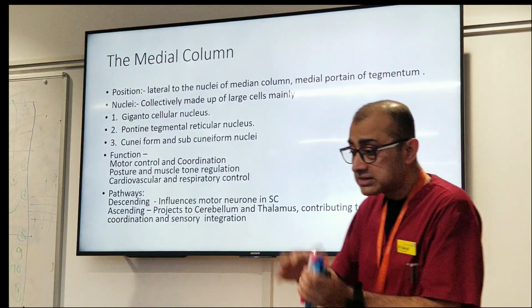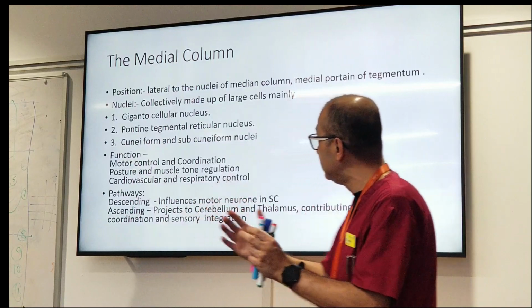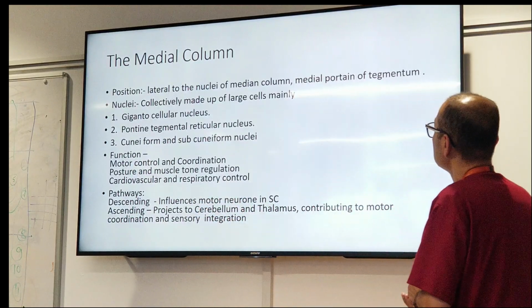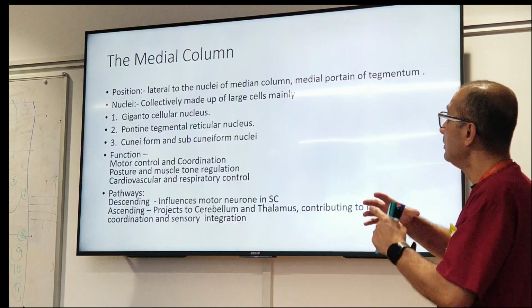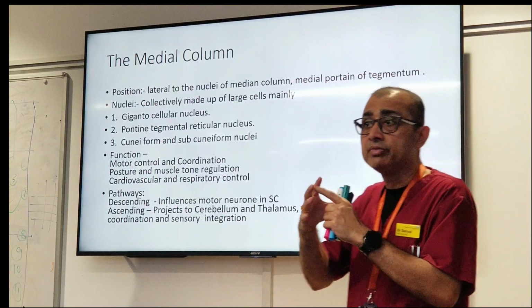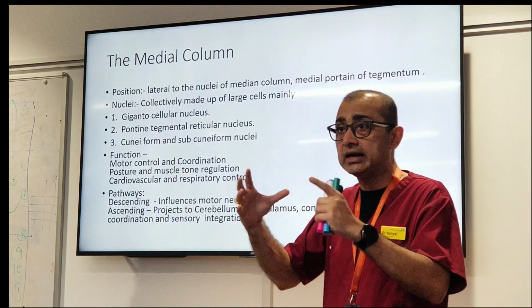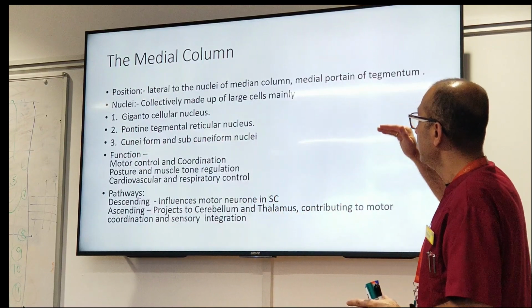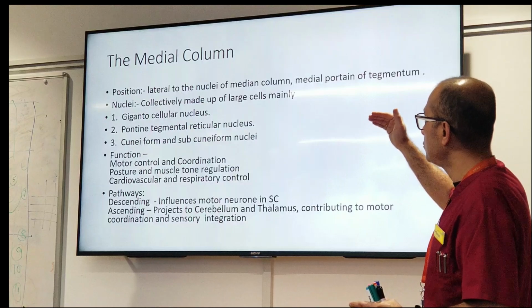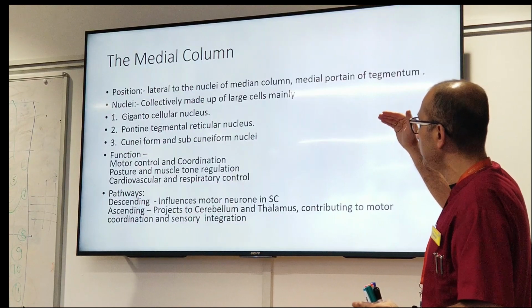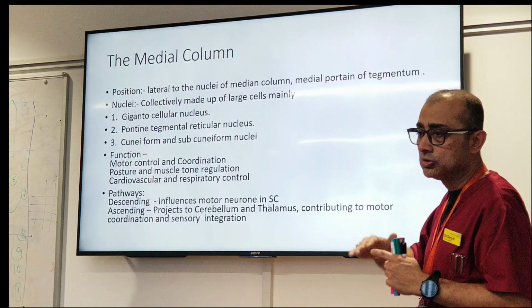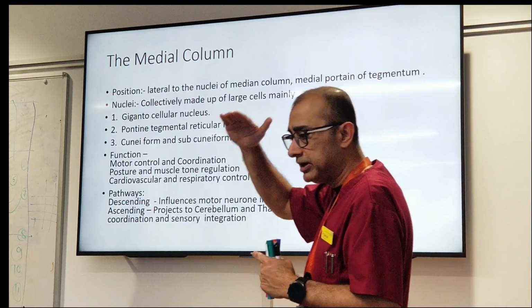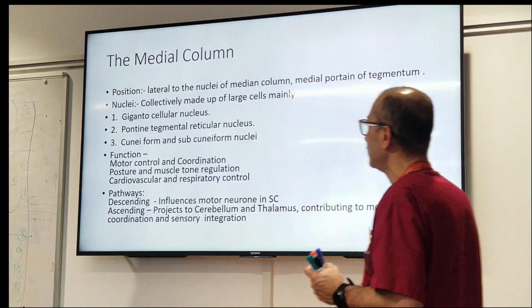Medial one, so just lateral to the median is the medial one. They have got big cells. Remember, their cells are gigantocellular, big cells in their median. They constitute the pontine tegmental reticular nuclei, cuneiform and subcuneiform. So cuneiform and subcuneiform are in the midbrain, and the pontine tegmental.